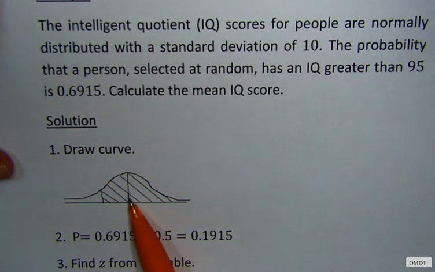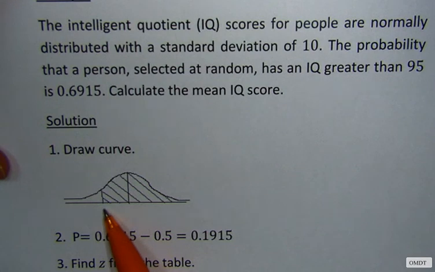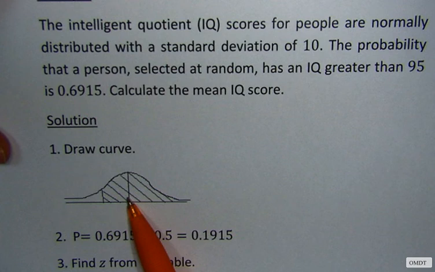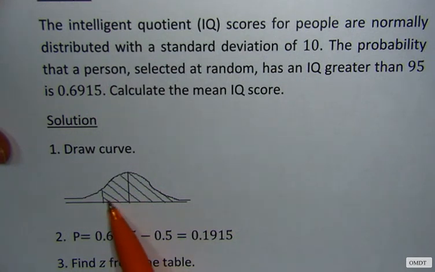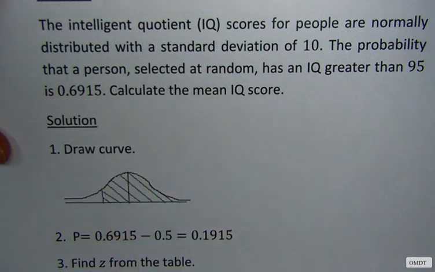So from the middle to the top is 0.5, and ours is more than 0.5, so it will be somewhere here. The next step is that we have to find this probability in the middle, because this is the probability that we'll be using when we use our normal distribution table. Whenever we use the normal distribution table, the probability given is usually the probability from the middle of the curve.